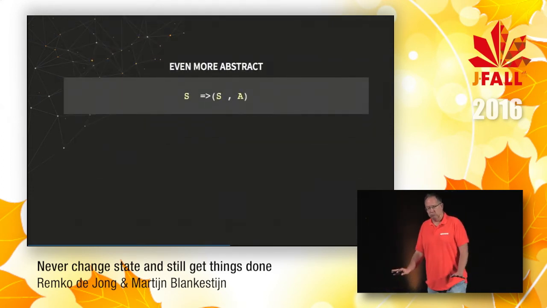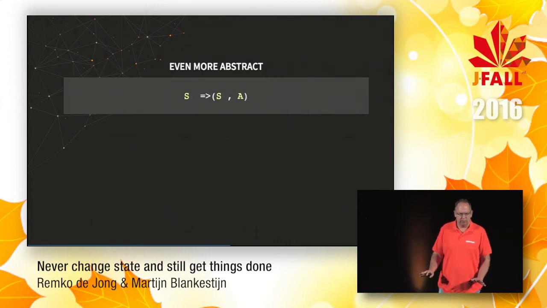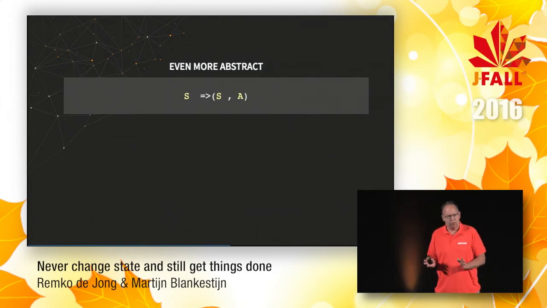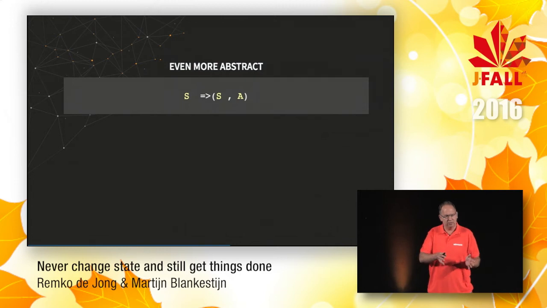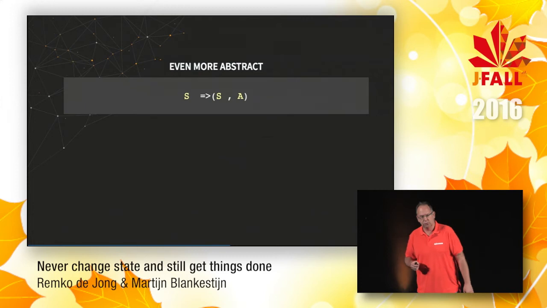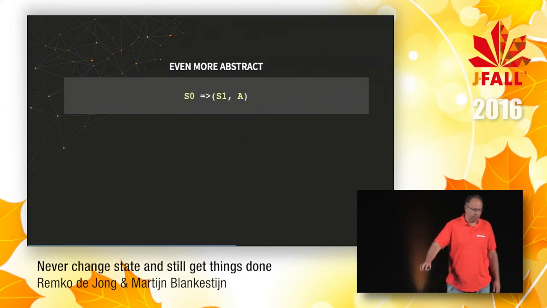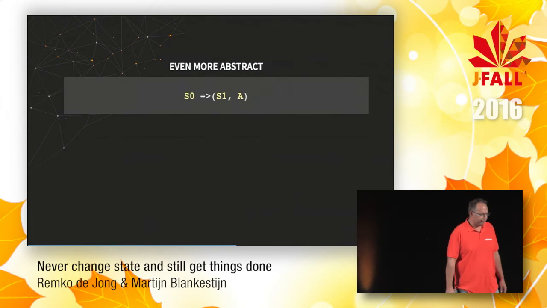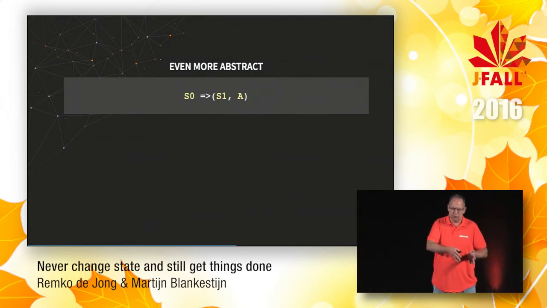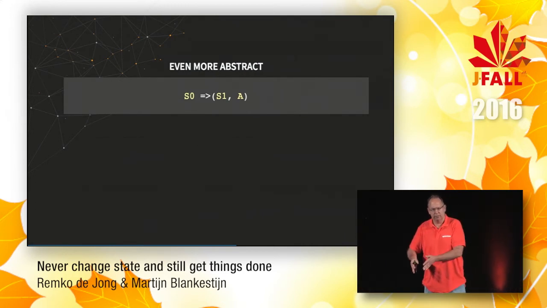Or even more abstract. Let's just have any type, call it S, that will be the state. And a function that takes one and returns a new state and a value, which we call A in this case. But that could be any type. And to remember, so this is not valid Scala anymore. It's always from an initial state to a new state.